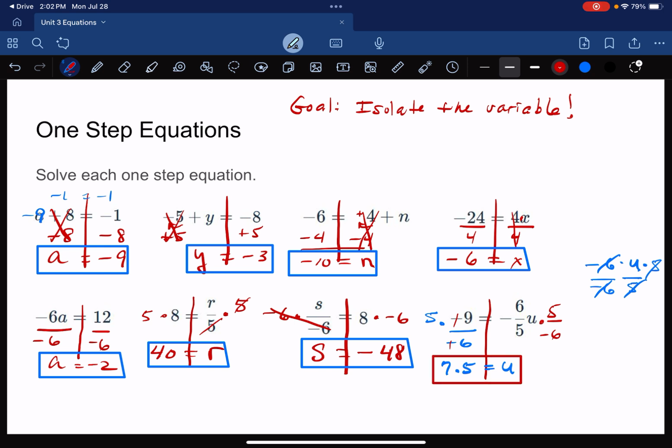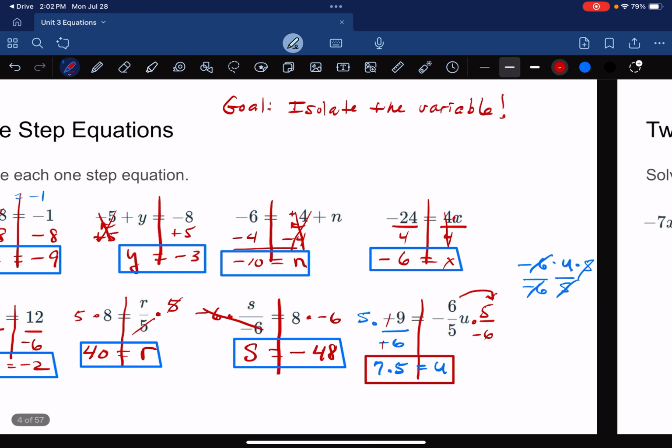So for a fraction, to get rid of a fraction like this, notice that this thing just flipped over. So I just multiplied by the reciprocal. The 5 went to the top and the -6 went to the bottom. So that's how you get rid of a fraction. Just multiply by its reciprocal. You flip it over and multiply.